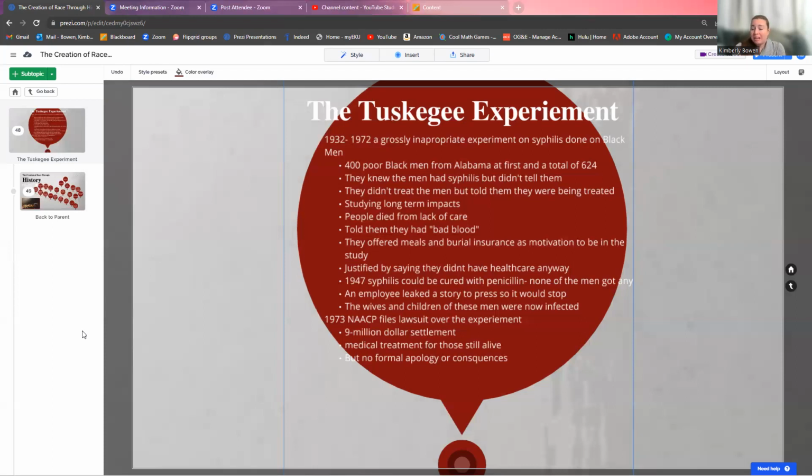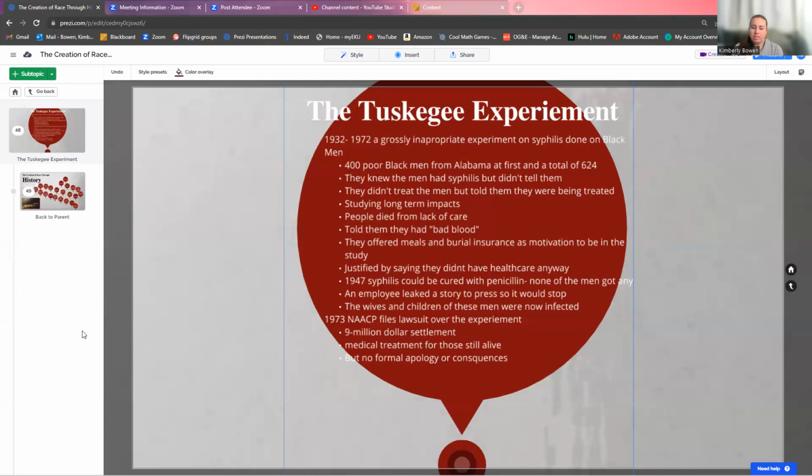And people died from a lack of care. They offered them meals and burial service as motivation to be in the study, but didn't necessarily offer treatment or quality of life as part of it. They were justified in saying that they didn't have healthcare anyway, so these people likely wouldn't have sought treatment.